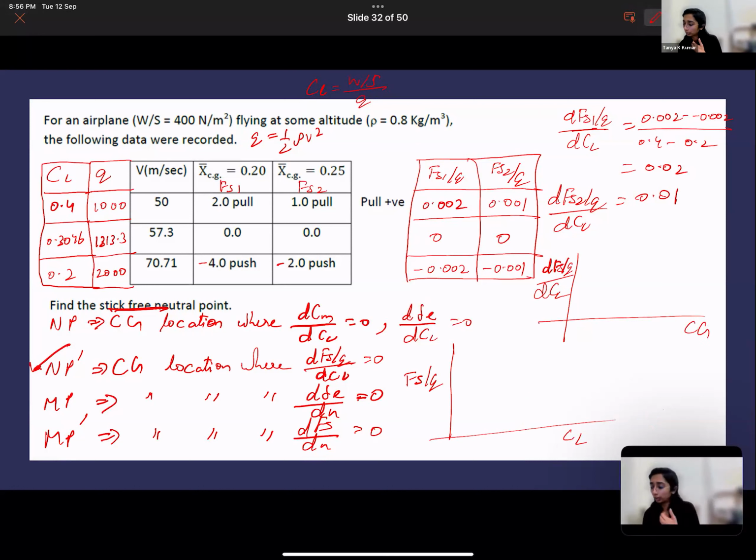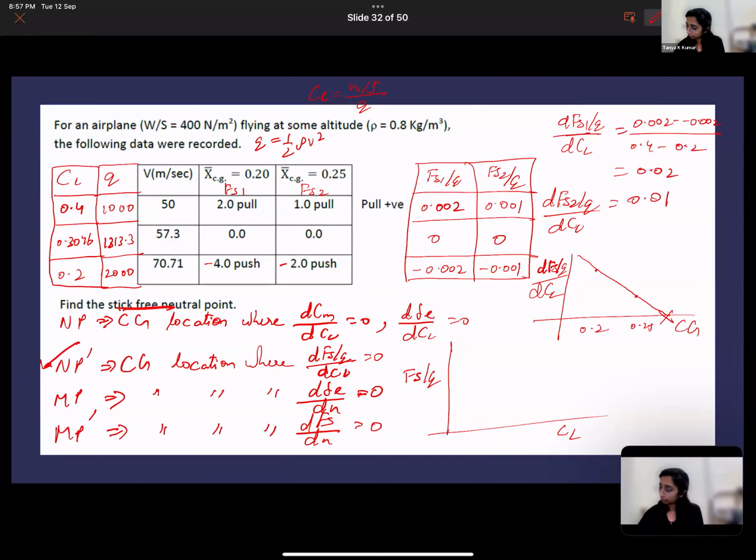Now plot the two values. The first one is 0.02 for a Cg location of 0.2. So somewhere here. Next is 0.01 for a Cg location of 0.25. So this is 0.2, 0.25. And then you extrapolate this. This is your stick-free neutral point. How do you find that? How do you find this point, coordinates of this point?